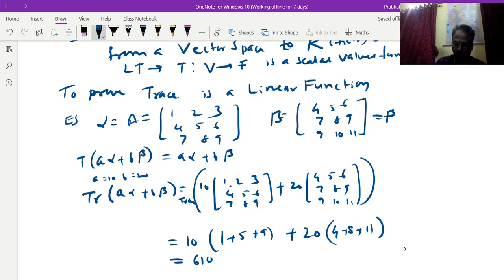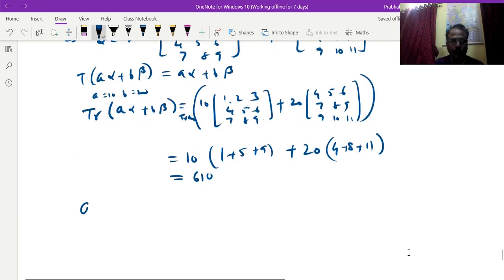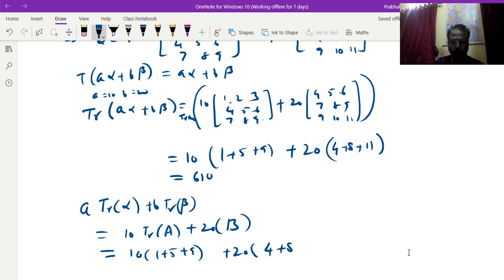On the other way, if you find A into trace of alpha plus B into trace of beta, which is equal to 10 into trace of A plus 20 into trace of B, you can very easily find that it is 10 times 1 plus 5 plus 9 plus 20 times 4 plus 8 plus 11, that also becomes 610.